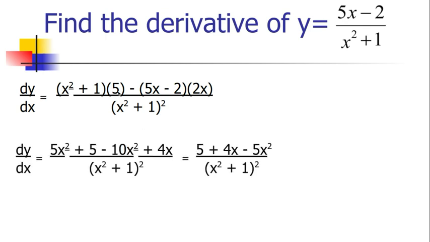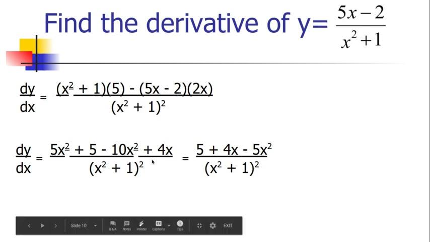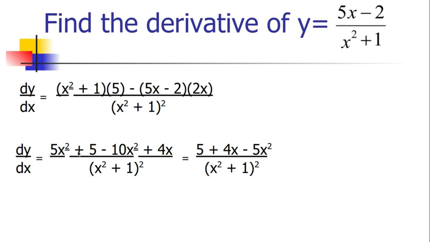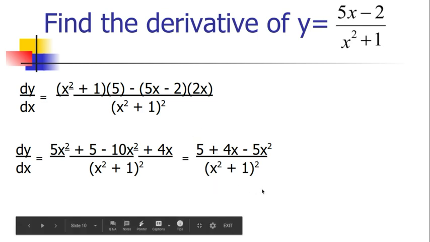When we distribute the 5, we get 5x squared plus 5. We distribute the negative 2x, and we get minus 10x squared plus 4x. The bottom we're just going to keep as x squared plus 1, squared. Then we combine like terms on top. 5x squared minus 10x squared is negative 5x squared, so I just put that at the end. We don't like to write negatives out in front because the equal sign can get confusing. And this would be it. This is as simplified as the derivative can get.